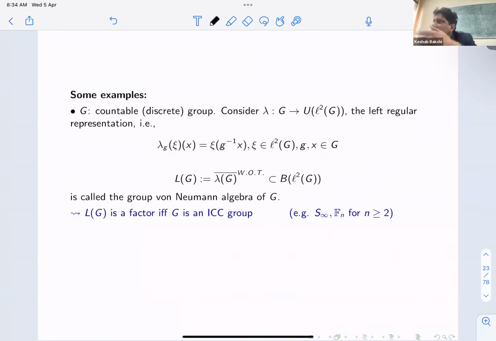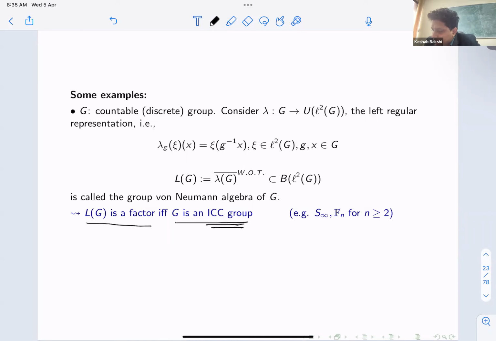Now our question is when L(G) is a factor, and more generally when it is a II_1 factor. It can be shown that if it is a factor, it will automatically be a type II_1 factor. So the fact is that L(G) is a type II_1 factor if and only if G is a so-called ICC group. That means the conjugacy class of every non-trivial element is infinite. So this is called an ICC group, infinite conjugacy class group.